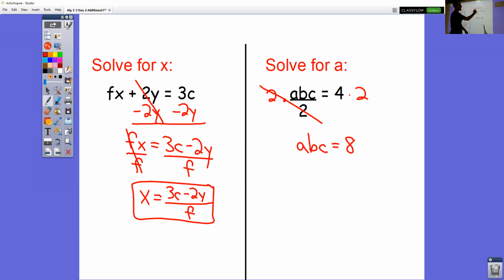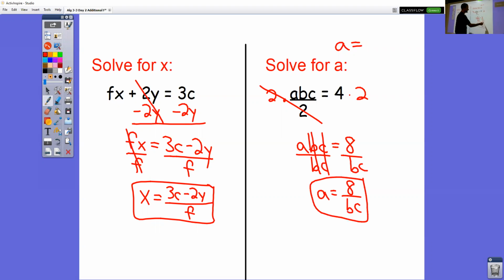We're solving for A, so we really want to get the A all by itself and have A equals. This is really A times B times C. Again, anytime that you have multiple things that you're multiplying together, divide by everything except for the letter that you're solving for. So the easiest way to do this one is divide by BC and divide by BC. So A equals 8 divided by BC.